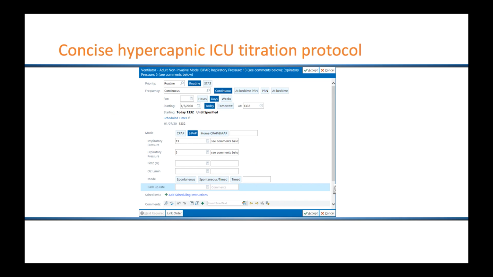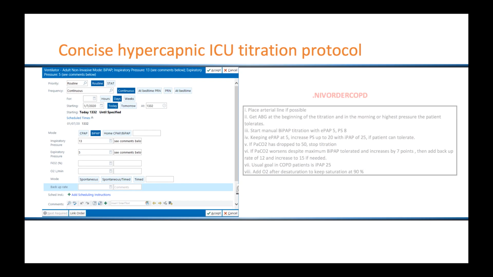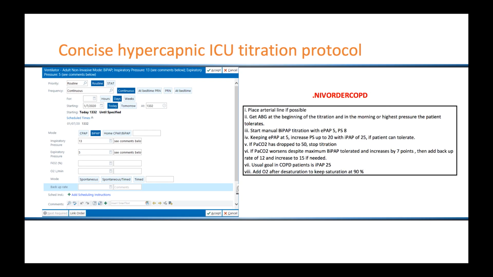The non-invasive ventilation order that's placed is ventilator adult non-invasive mode, selecting BiPAP. You begin with an inspiratory pressure of 13 and an expiratory pressure of 5. Then place see comments below. So in the comments section, the smart phrase .NIV order COPD is placed. This provides direction to the respiratory therapist. If possible, place an arterial line. Discuss with your fellow and or attending.